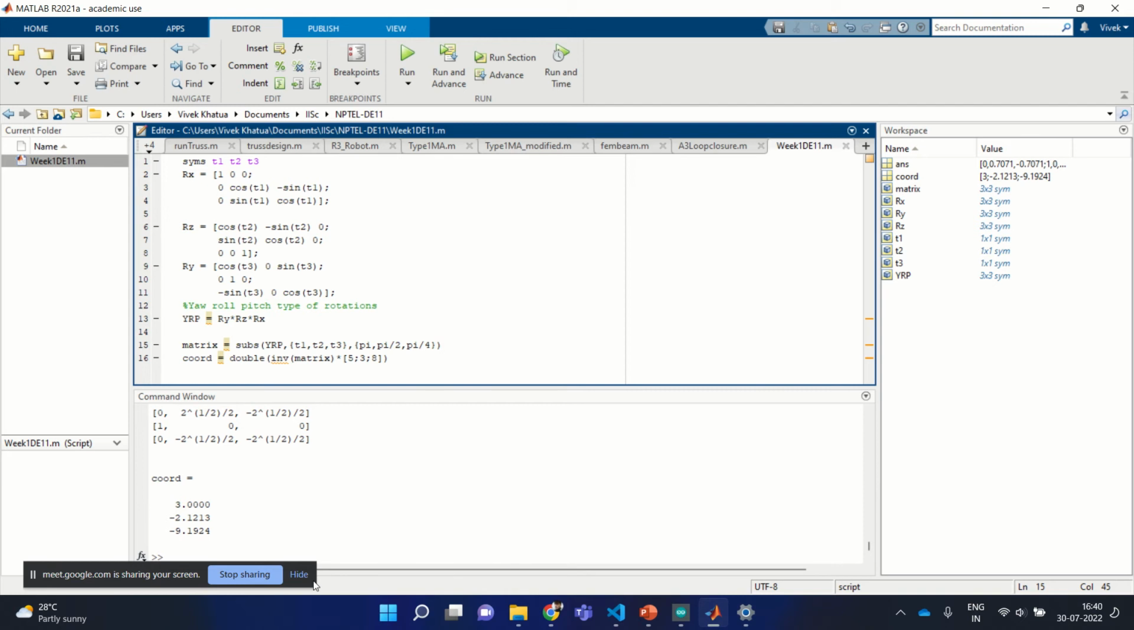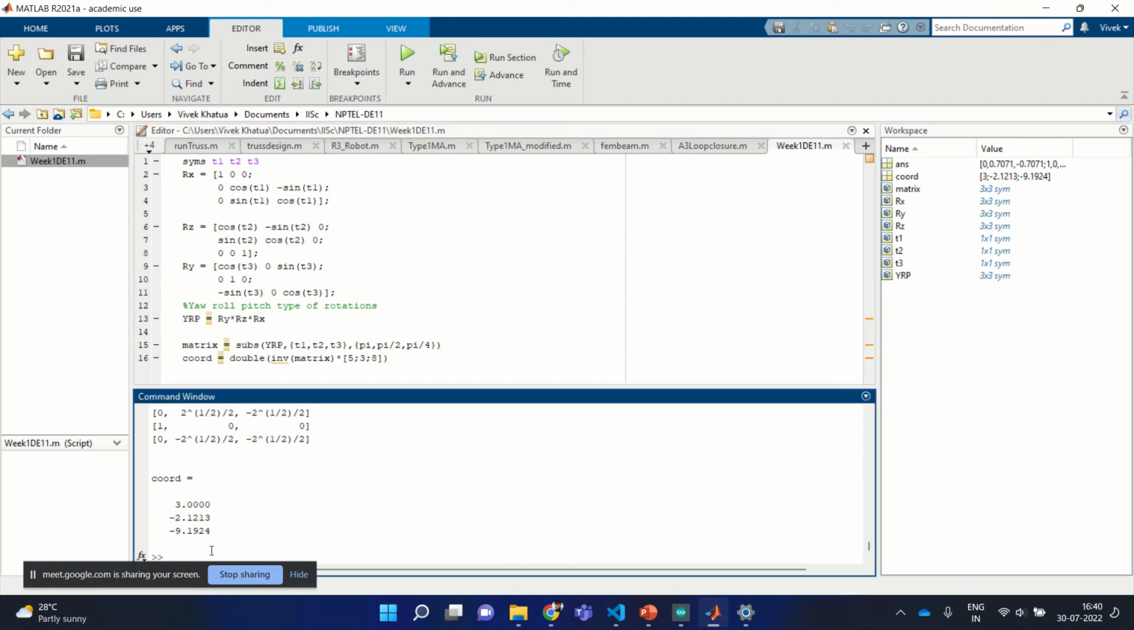So let me just pull the numerical values of it. Double matrix converts any expression into values, and this will be double by default. A double is a floating point with more precision. So yes, this is the rotation matrix that we get.